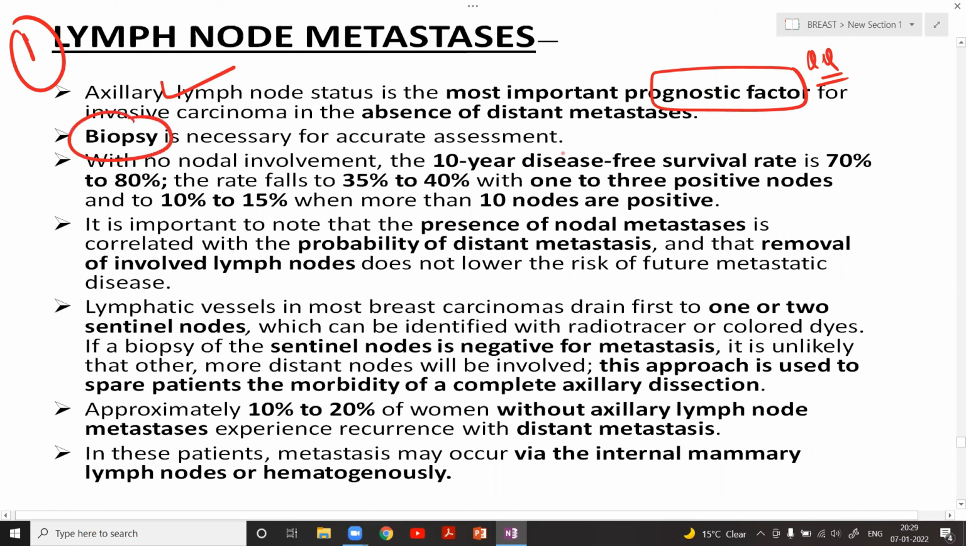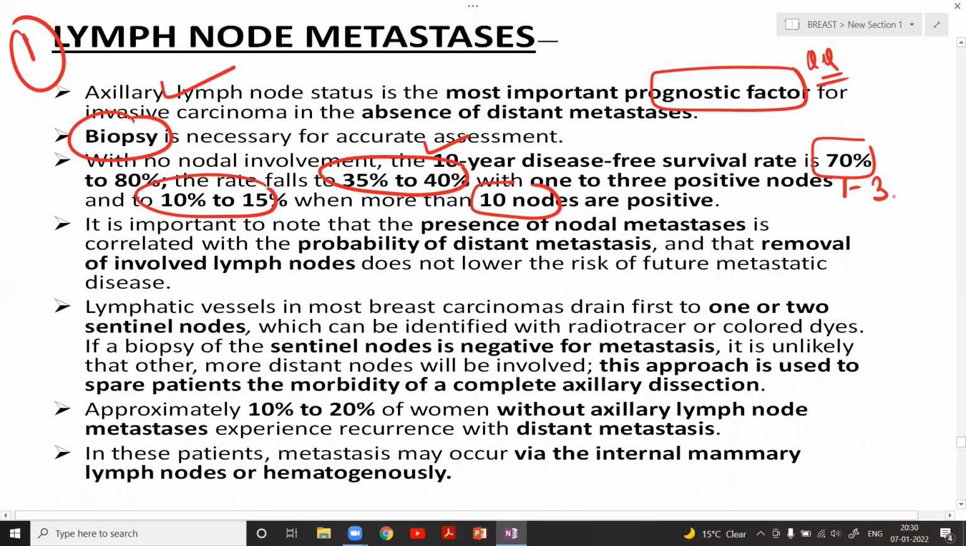By a biopsy. Remember, if there is no nodal involvement, if you are free of node involvement, then the 10-year survival is approximately 70% to 80%. If 1 to 3 nodes are positive, the survival goes down to 35 to 40%. And if more than 10 nodes are positive, the survival goes down to 10 to 15%.